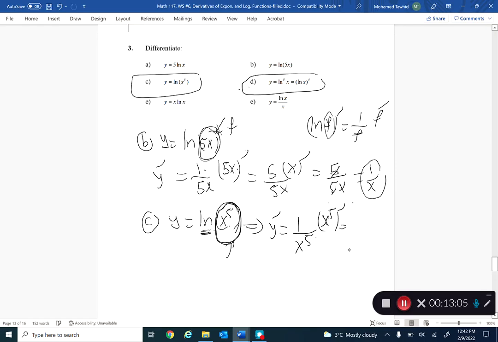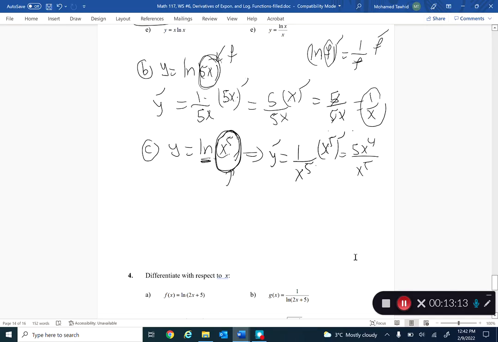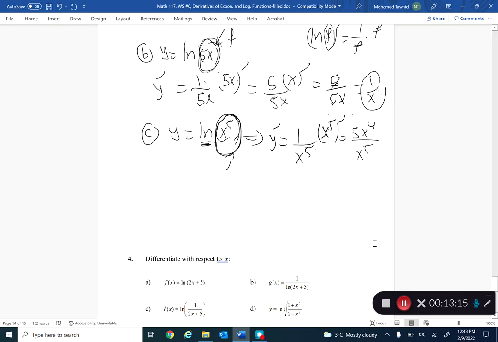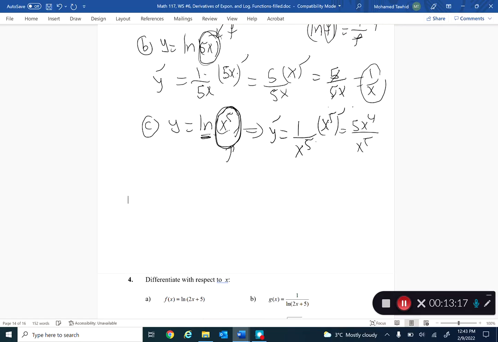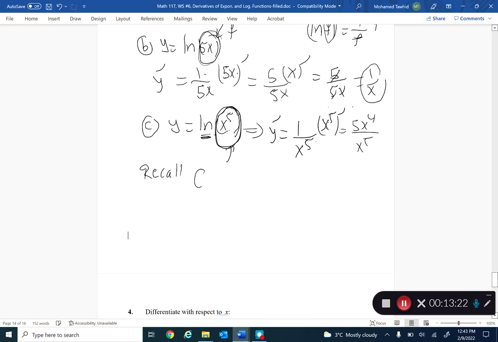So if I simplify this, you have 5 x to the power 4 divided by x to the power 5, right? x to the power 5. Now, how do we simplify this? Recall, if you have a to the power n over a to the power m, it will be n minus m. So x to the power 4 over x to the power 5.